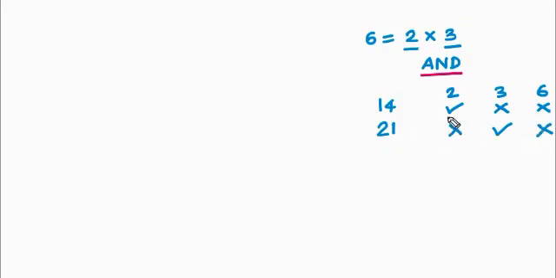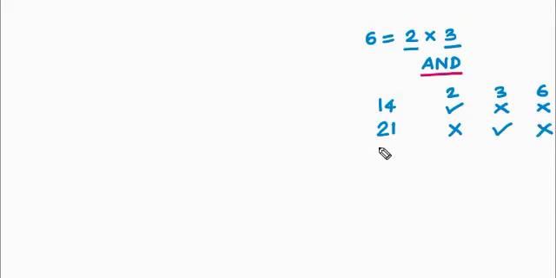Now, if you see here, in the first case, we had a number which was divisible by 2 but not divisible by 3, and it was not divisible by 6. In the second case, we had a number which was not divisible by 2 but divisible by 3. But again, we found that it is not divisible by 6.